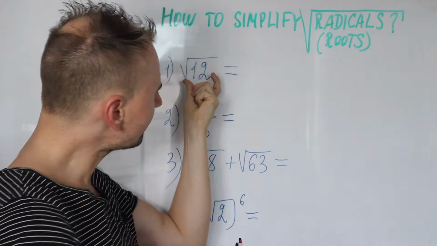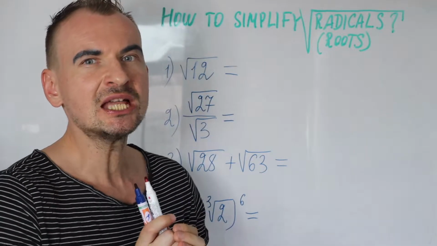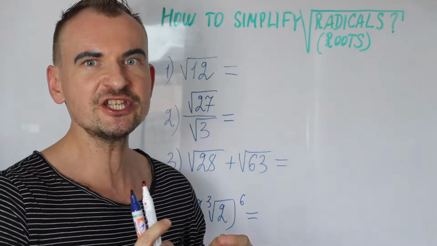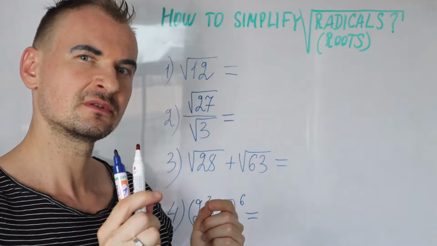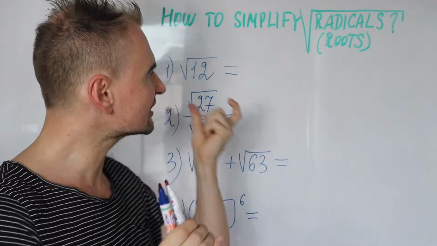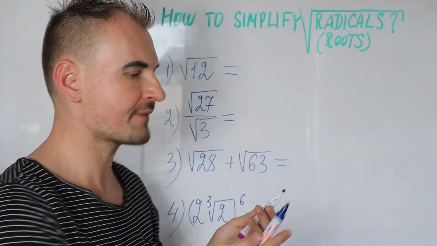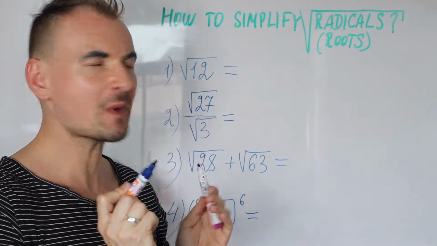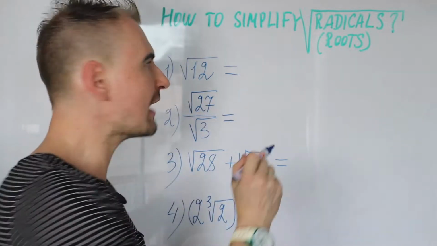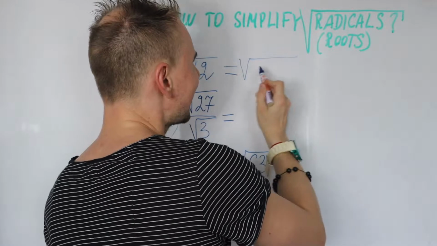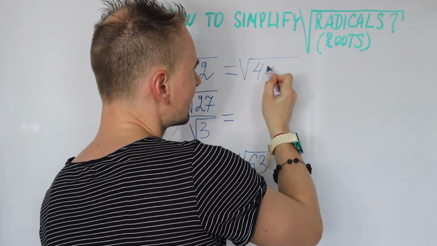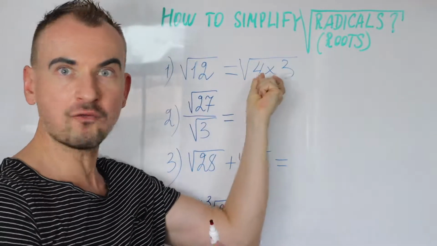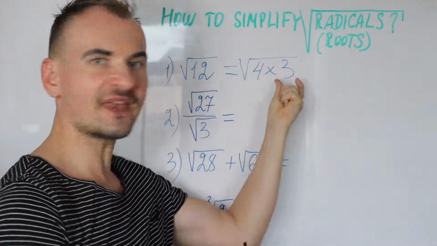Now, for this 12, let's figure it out. 12 can be expressed in many different ways, but we need to take into consideration this perfect square. In this case, 4 is a perfect square and 12 is divisible by 4. So 12 can be expressed as 4 times 3, since if you divide 12 by 4, you get 3.